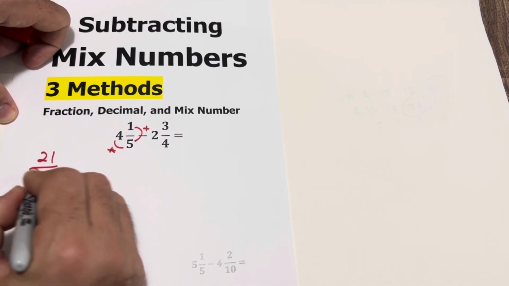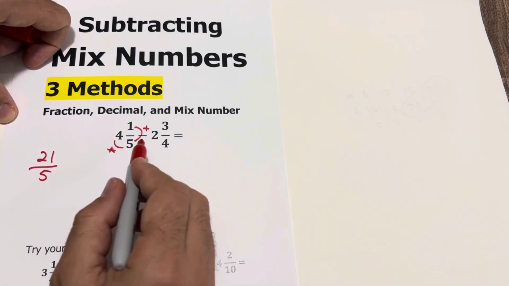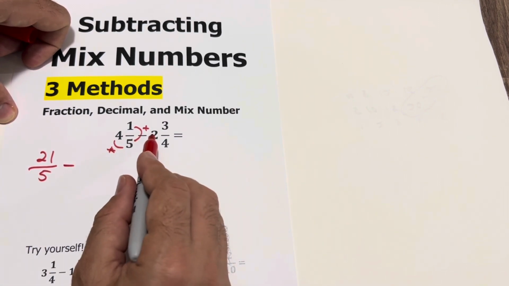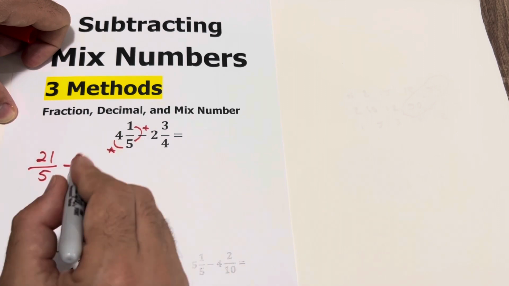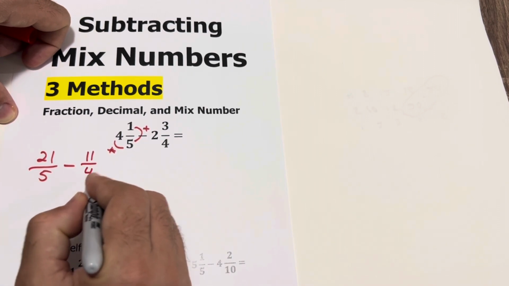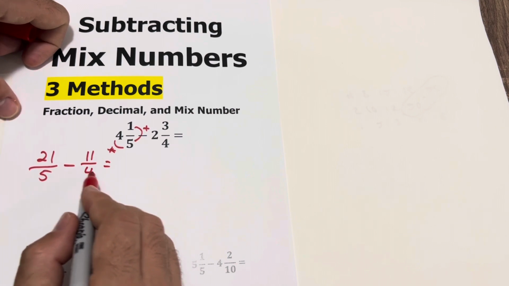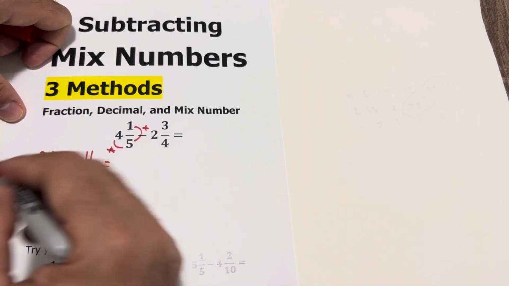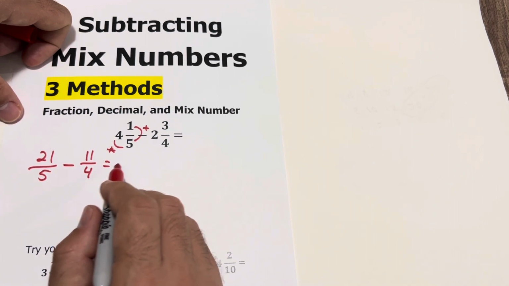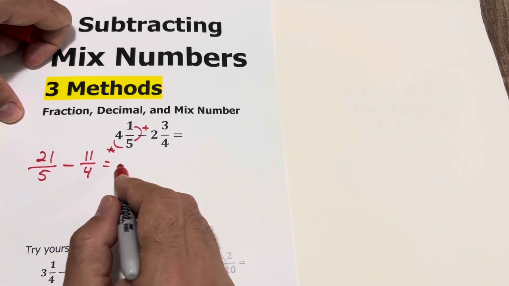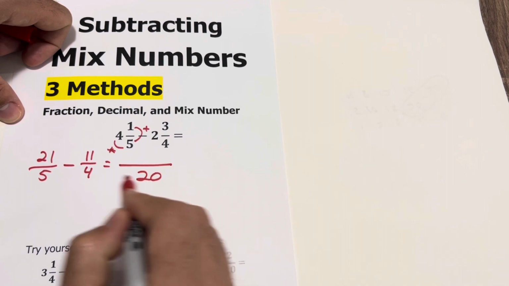So 21 over 5 minus 4 times 2, 8 plus 3, 11. 11 over 4. So now we go ahead and find the LCM. We have a video about finding the LCM in case you don't understand exactly how to do it. Least common multiple. So it's 20 here.